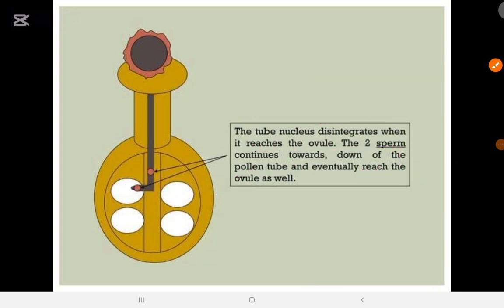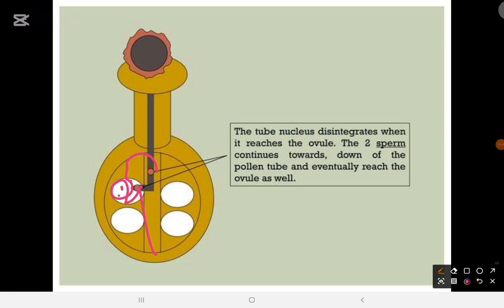Let me go again. I said the two sperms continue downward through the pollen tube and eventually reach the ovule. So inside the ovule, we have the egg cell, and there are actually three nuclei there. One, the egg cell nucleus, and the polar nuclei. The polar nuclei consists of two nuclei, and the egg cell here. So this guy fertilizes the egg cell, while this guy fertilizes the polar nuclei.